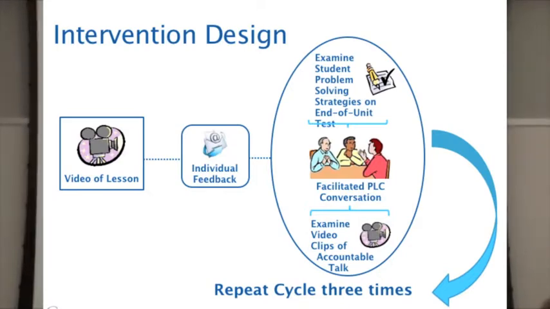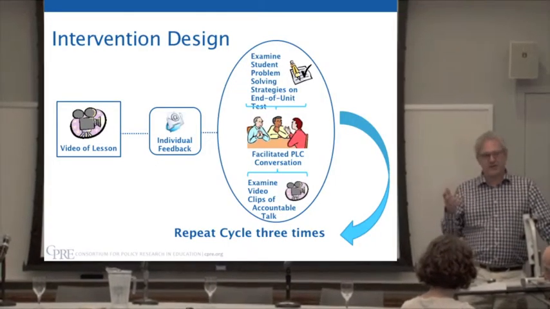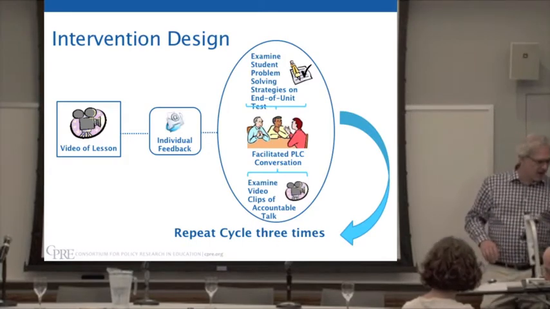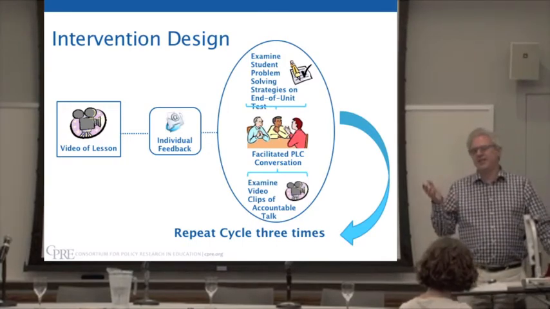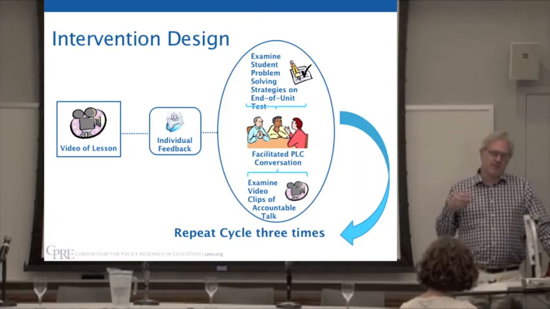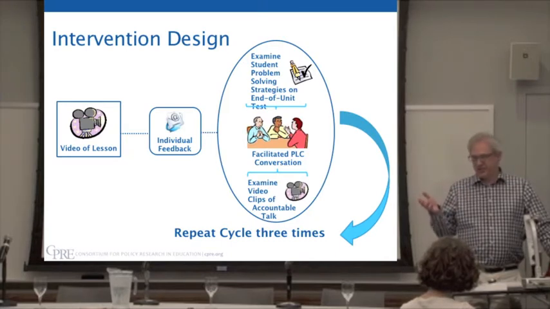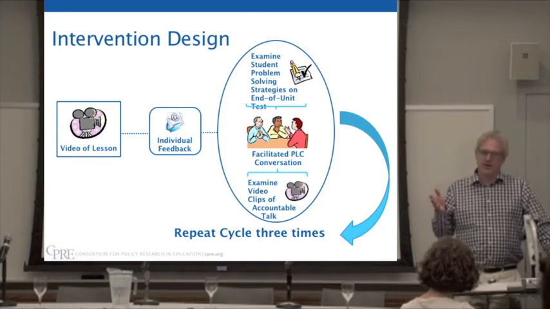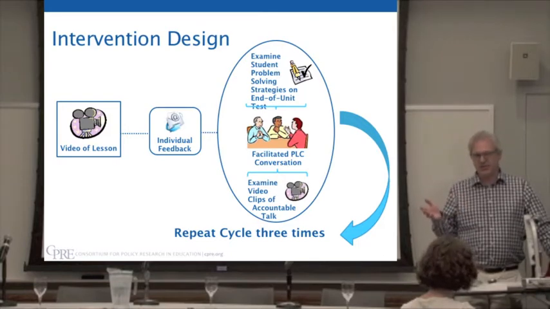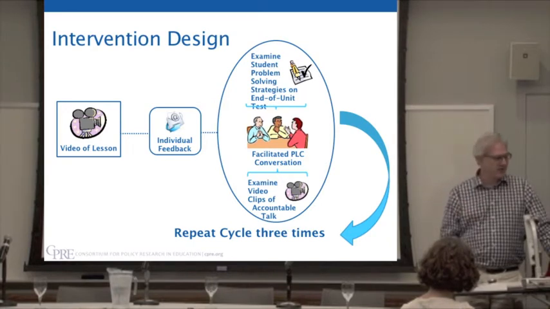The intervention looks something like this. We picked a set of units. We asked teachers, instead of observing instruction, to videotape a lesson. We used the videotaped lesson to focus on two key aspects of instruction, which came out of the literature, but also came out of instrumentation. So we used LDRC's rubrics around IQA, the Instructional Quality Assessment, which focuses on academic rigor and accountable talk. So our focus was on those two key concepts.